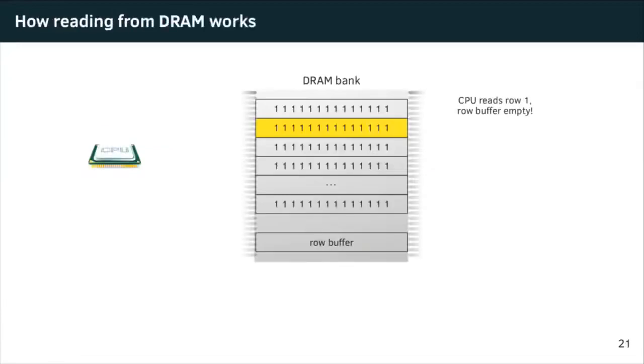So say the CPU wants to read something in the yellow row here. That is the first row, and the row buffer is empty. So the CPU tells us we need something from this row, and then we activate it. Activating is nothing more than essentially copying the row to the row buffer. Nothing more. Just copy it to the row buffer. And then we can extract the bits that we needed from the row and return them to the CPU.